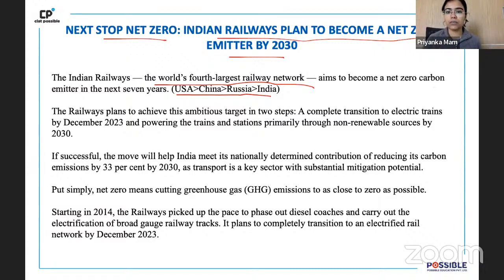Now, if successful, then we will be able to meet our nationally determined contribution of reducing our carbon emissions by at least 33% by 2030, which will be great for us. Then starting 2014, we've already picked up the phase to stop the diesel coaches and to start electrification of the broad gauges of our railway tracks. So 2023 तक हमने कहा कि पूरा का पूरा electrification हम लोग करने की कोशिश करेंगे and by 2030 हमारा net zero emission हो जाएगा railway sector का.